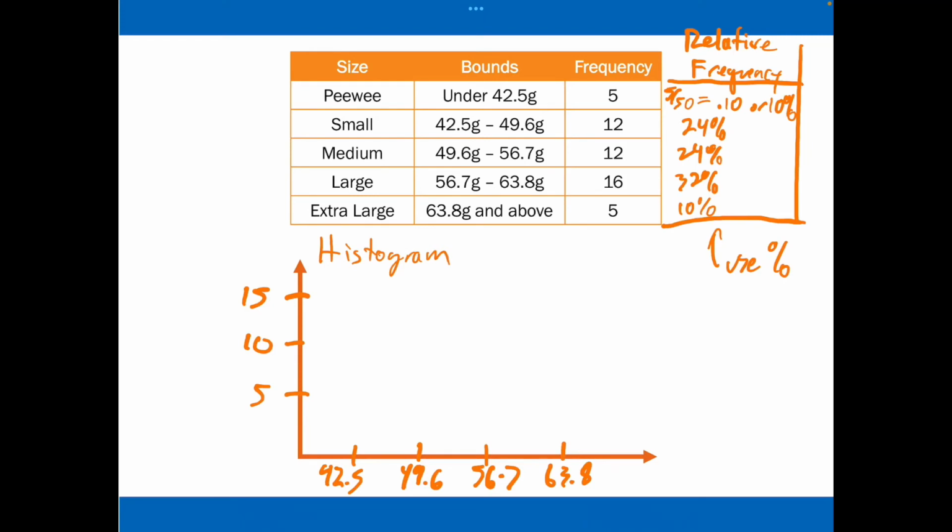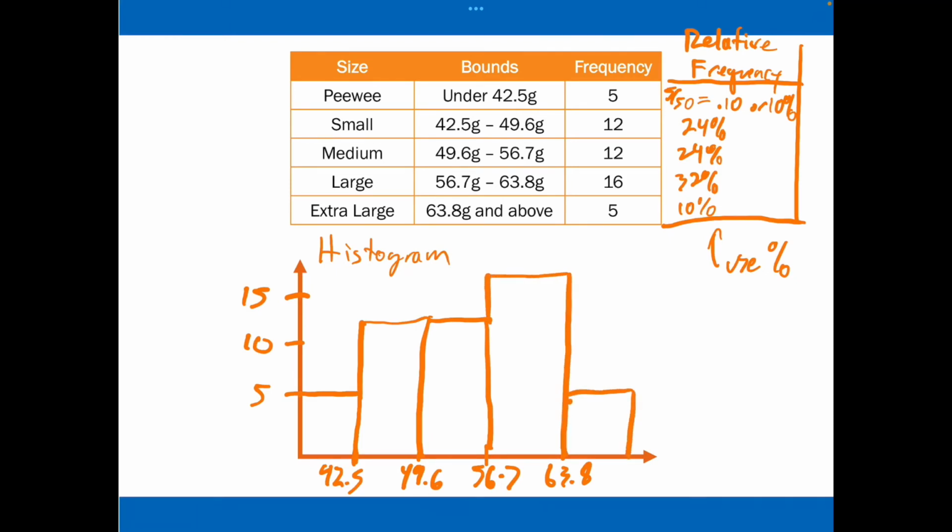Now what I'm going to do is I'm going to draw myself a box, and for each box I'm going to go the height of the frequency. So my first box represents this first peewee class, and you'll notice that the peewee class is under 42.5, and we had a frequency of 5 of them on there. So that's the box that represents this. My next box is going to represent the small class, and that's going to be between 42.5 and 49.6, and it'll go up to 12. And we'll repeat this for all the rest of our classes.